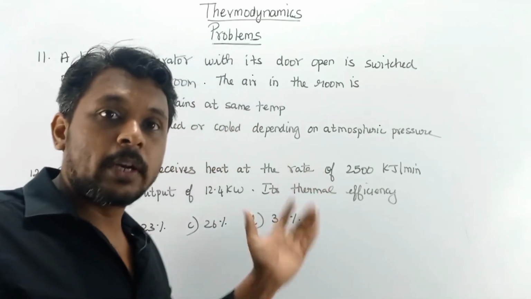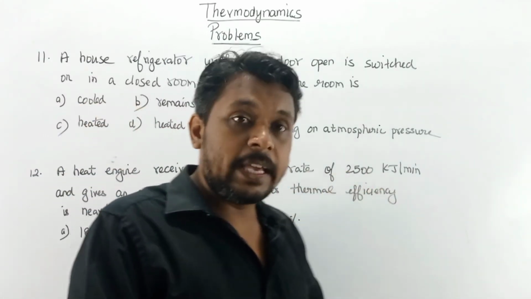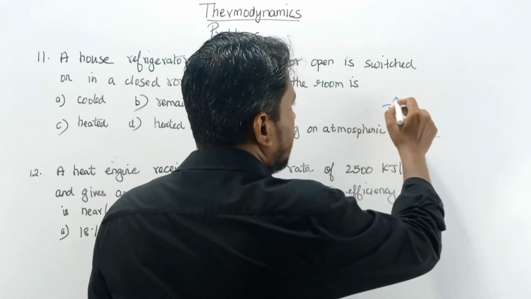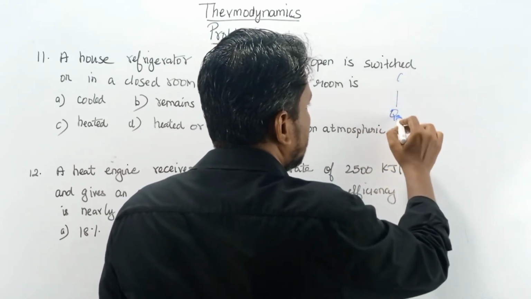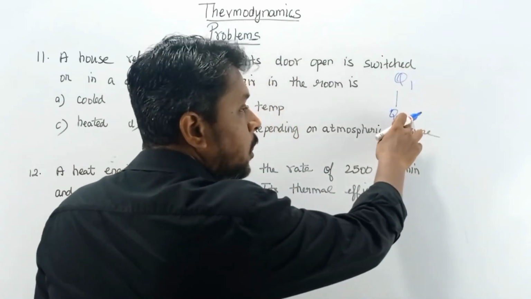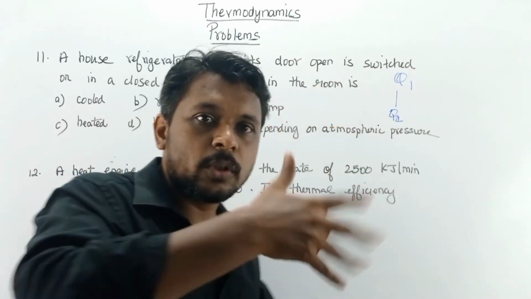So what happens to the outlet temperature, or what happens to the outlet heat? The heat will be increased, because in the case of a refrigerator, you know that heat is absorbed at low temperature, that is Q2, and it is released as Q1. This is the low temperature reservoir, this is the high temperature reservoir. That heat is released to the room.